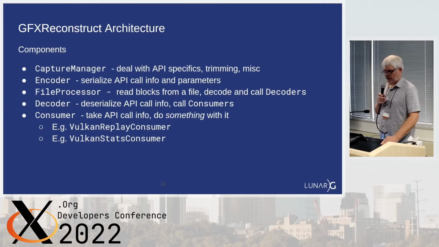Those decoders know how to deserialize the API call info for something like vkCreateImageView. It knows how to pull out all the parameters for those, and it takes those parameters and calls consumers. The most obvious consumer is the Vulkan replay consumer, which takes those parameters, may mess with them, and then calls Vulkan directly.